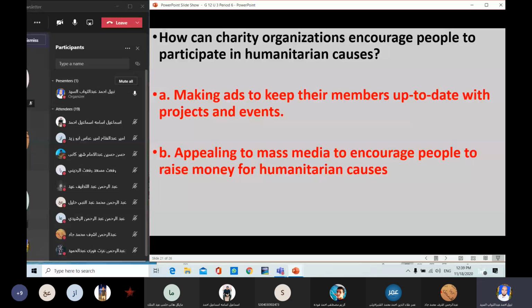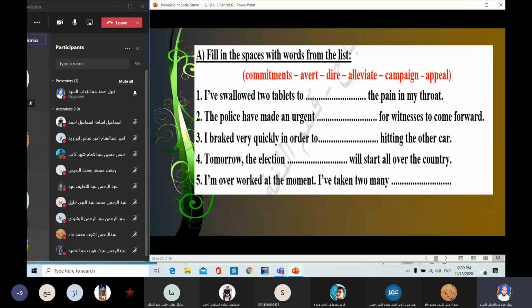Okay. Now let's revise the vocabulary. These are the new words we studied 2 days ago in lesson 7 and lesson 8. Commitments, avert, dire, alleviate, campaign, appeal. I'll give you 1.5 minutes to think and fill in the space with words from the list.